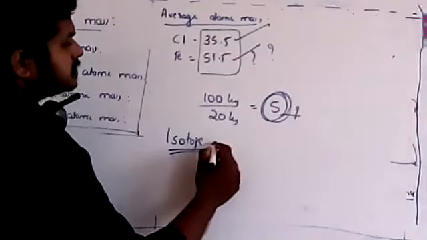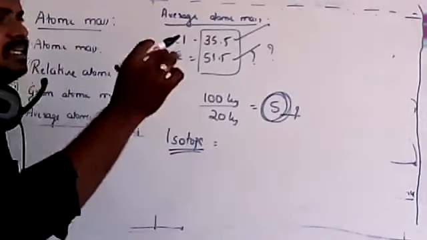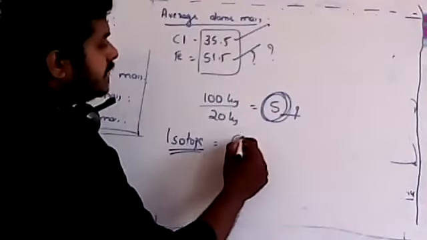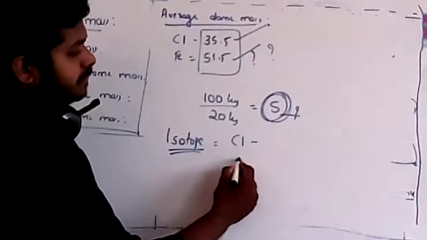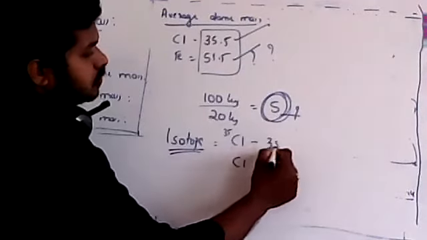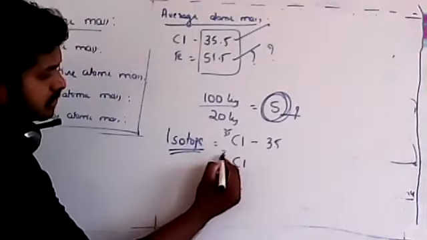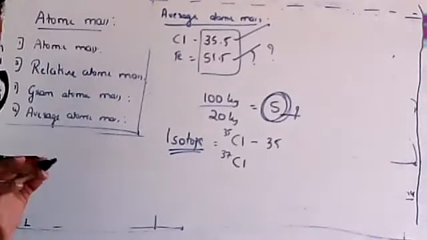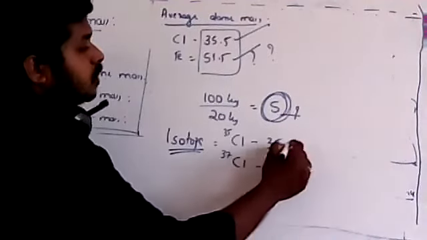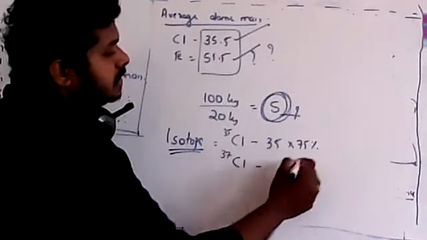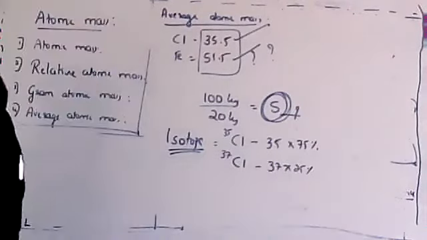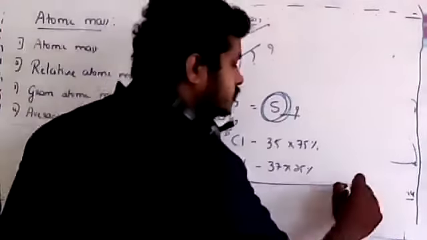So isotopes are something which have the same atomic number, or are the same element, with a different mass. For example, chlorine exists mainly in two forms. One is chlorine 35, and the other one is chlorine 37. The only main point of difference between the two isotopes here is that this one is almost 75% and this 37 is almost 25%, and average atomic mass is taking the average of these two.